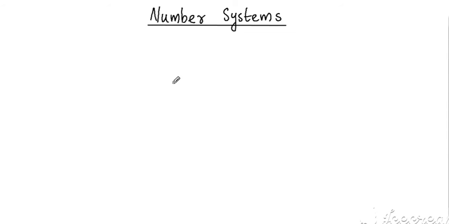Hello students, today we can start the chapter Number Systems. In your previous classes, you have learned about number line and how to represent a point on it. We can review that quickly.